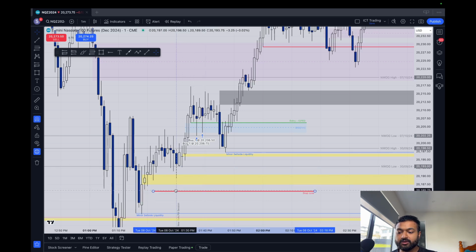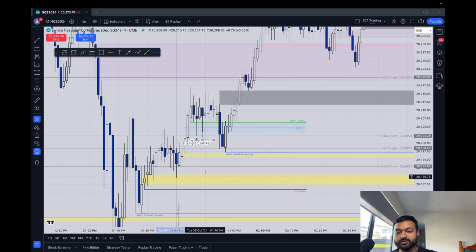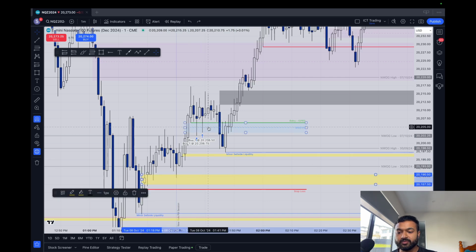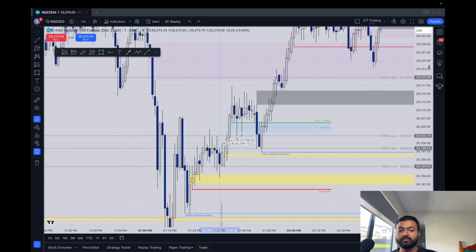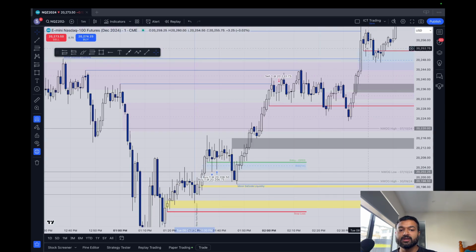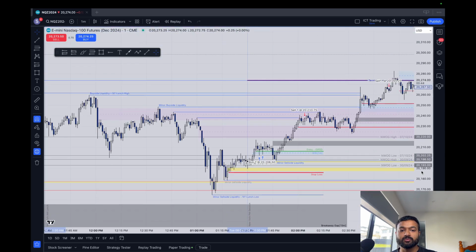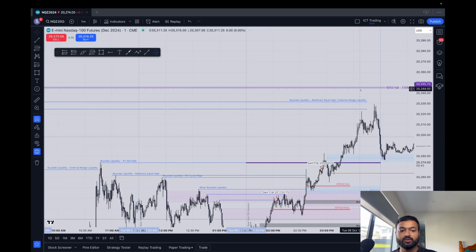but then I moved it down to here because that's 3 PD arrays away. So there's the volume imbalance, another volume imbalance, and there was a BC. So I entered in here. So 1, 2, 3. Because my narrative was going to the buy side, my target was actually all the way up here. That wasn't my target, but that was my draw on liquidity.